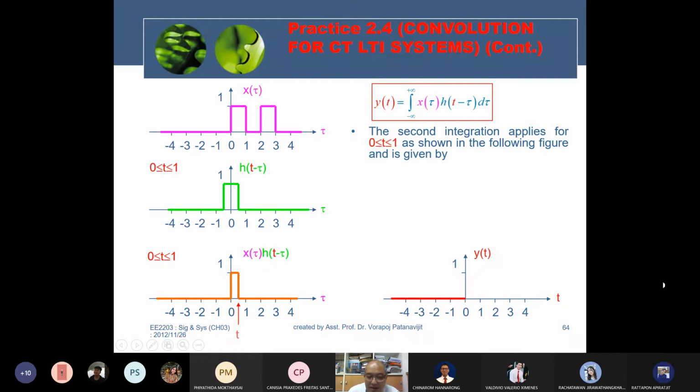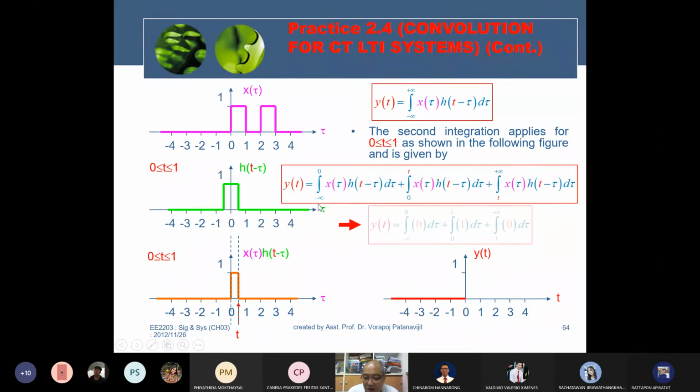Now the integration can be reduced. You can separate it into 3 zones of integration: from minus infinity to 0, 0 to t, and t to infinity. The first and the last equal 0, since you integrate 0 and get 0. Only the middle one is integrating 1.